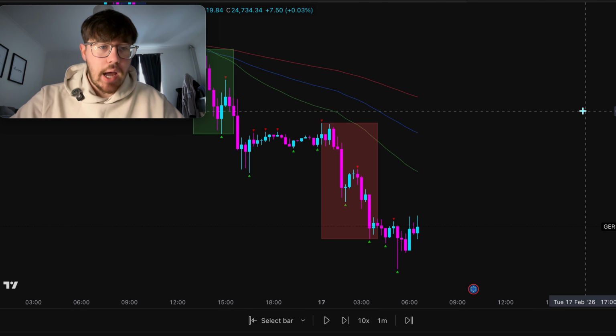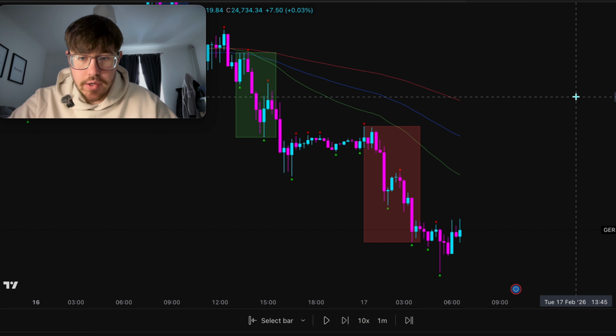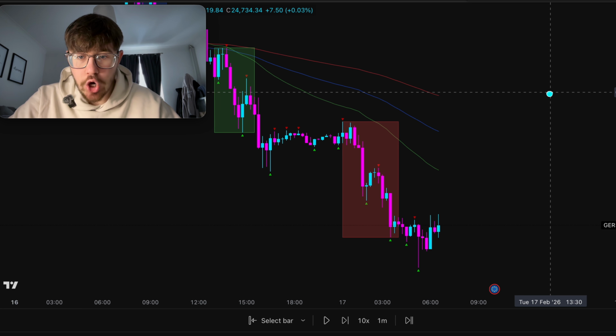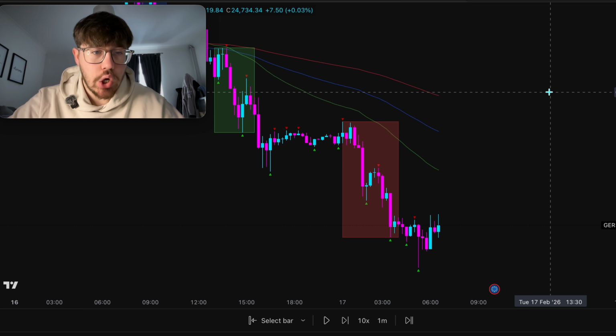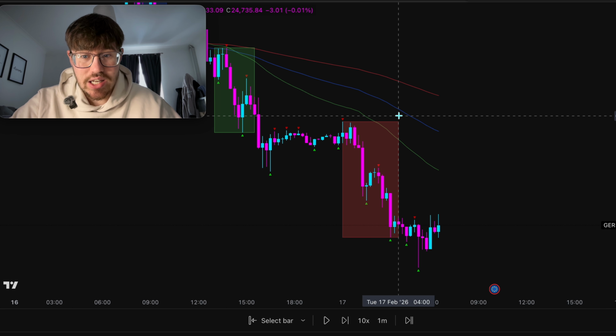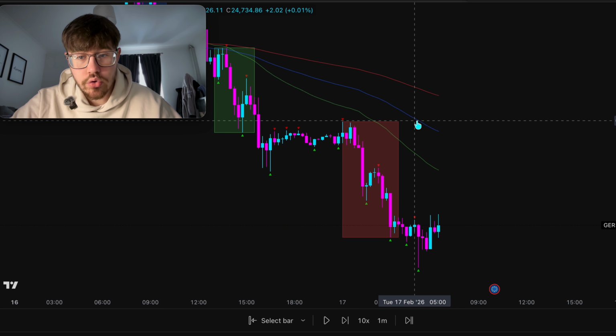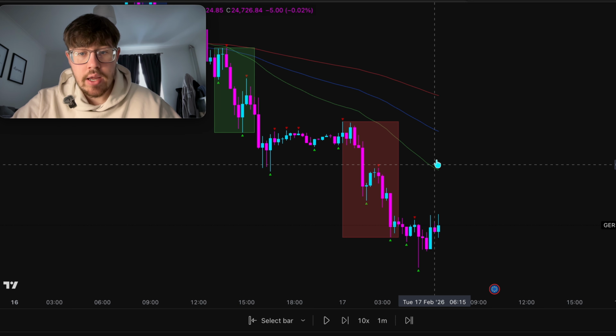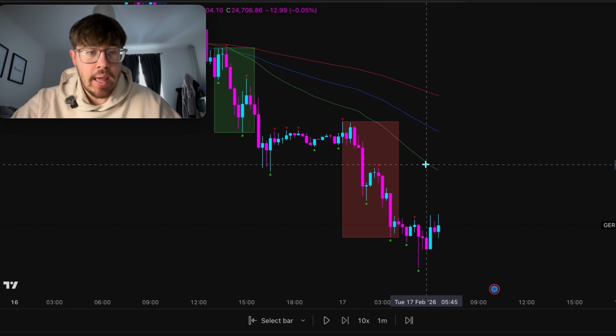So the first trade that I took coming into the week was this German 30 short trade, and the reason that I was looking for shorts coming into the market was because the 200 EMA was greater than the 100 EMA, which was greater than the 50 EMA, meaning that we are bearish.